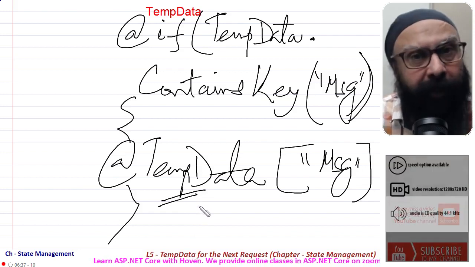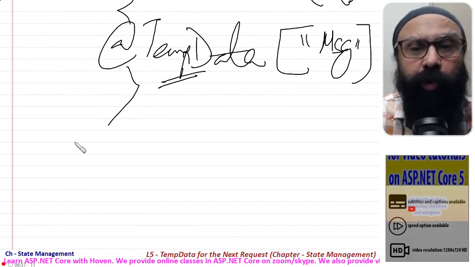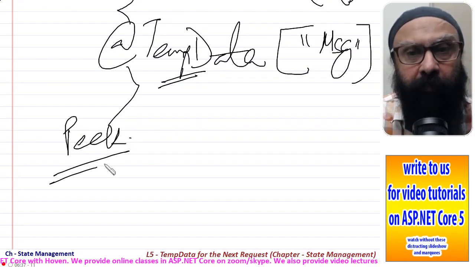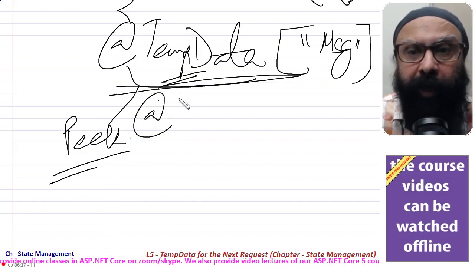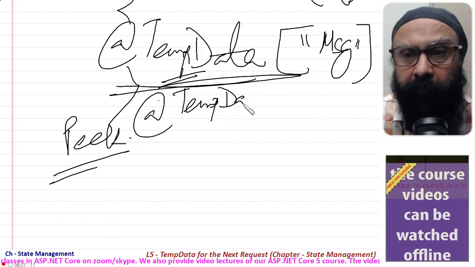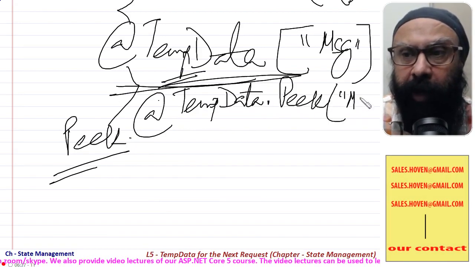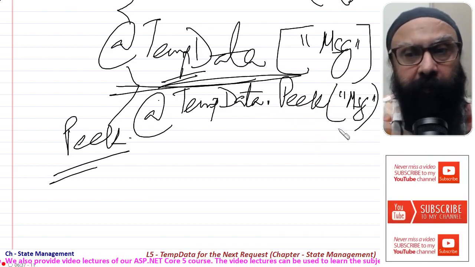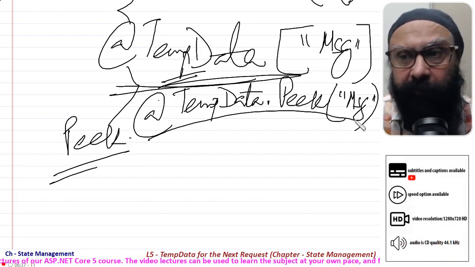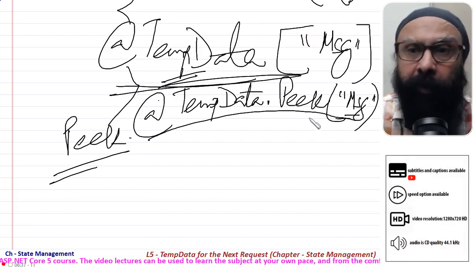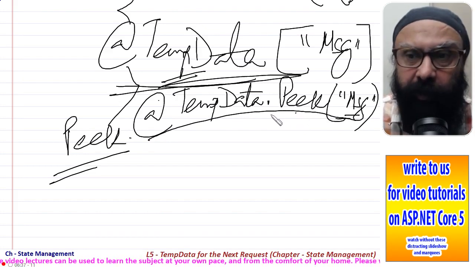Now you can prevent it from going away. One way of preventing it from going away is to use the Peek method. How do you use it? Instead of writing this, you write at TempData dot Peek. This is a function. Pass the name of the key as parameter. This will display the value contained in msg, but it will not remove it. This Peek is the function.